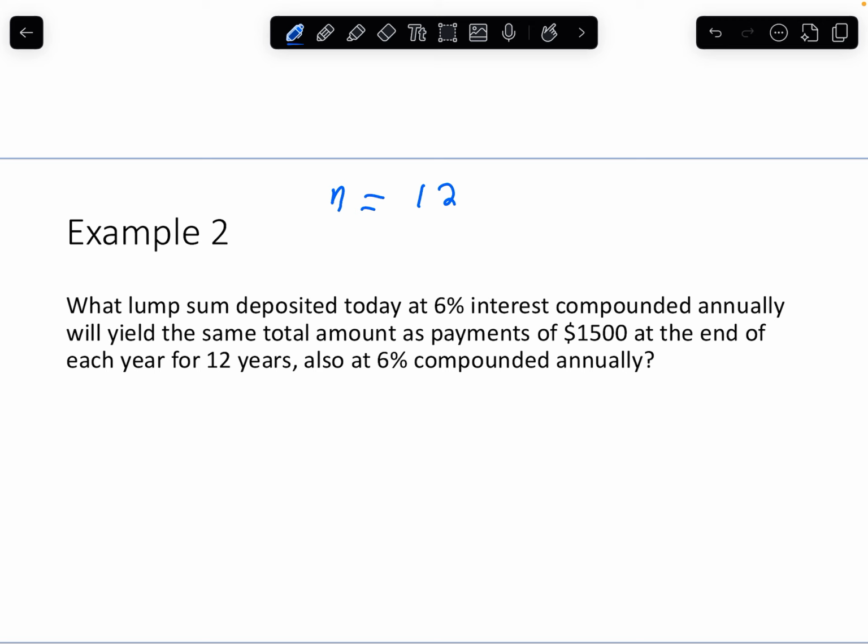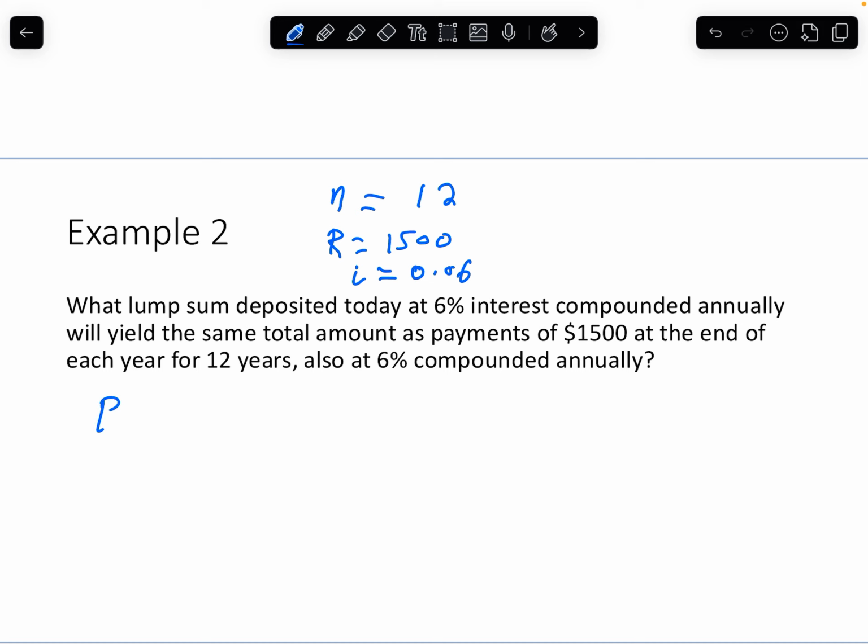12 years, and for this one we are compounding it annually. So this would be 12. And R for this one is going to be 1,500. And i is 6% or 0.06.